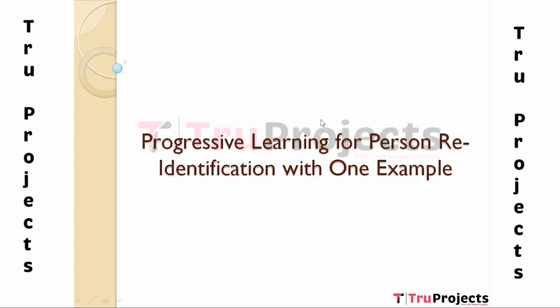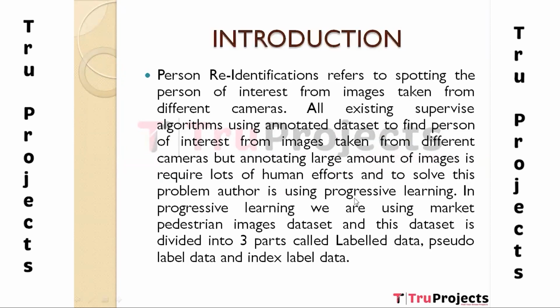We are going to explain the project titled Progressive Learning for Person Re-Identification with One Example. Person re-identification aims at spotting the person of interest from non-overlapping camera views. In recent years, deep convolutional neural networks have led to impressive success in the field of re-identification.